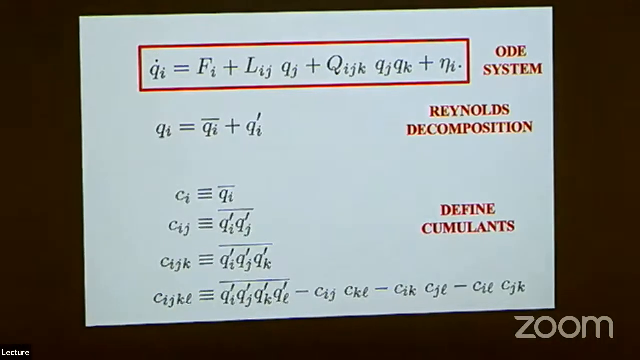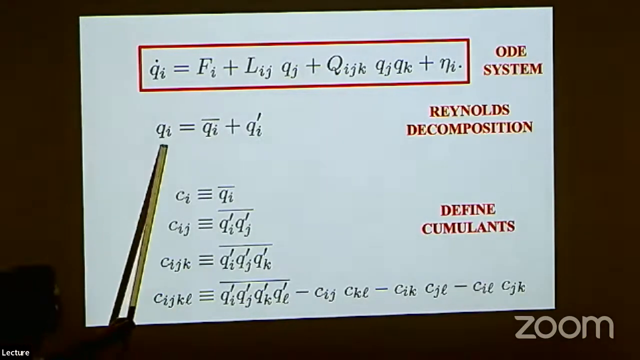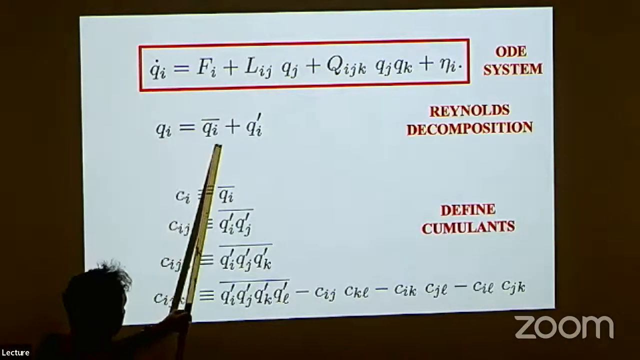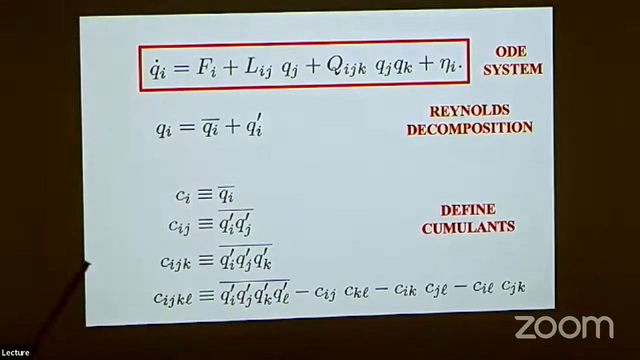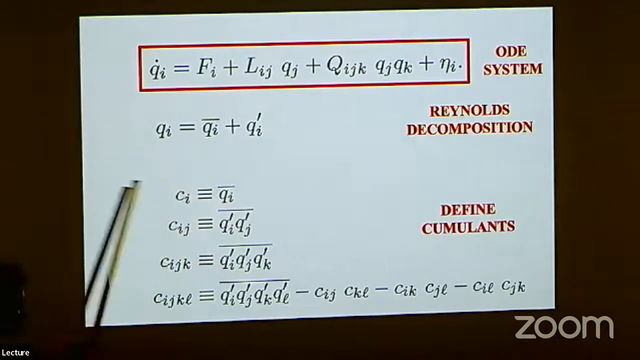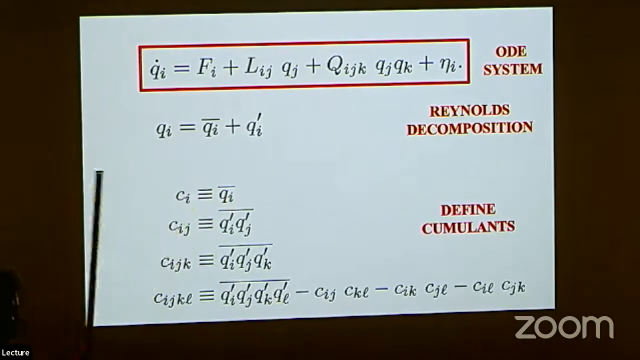So what might I do? Similar to before, I'll do some kind of decomposition into a mean and a fluctuation. And I'll define my cumulants, with the first cumulant being the mean of the ith variable, so that we'll have x bar, y bar, and z bar.